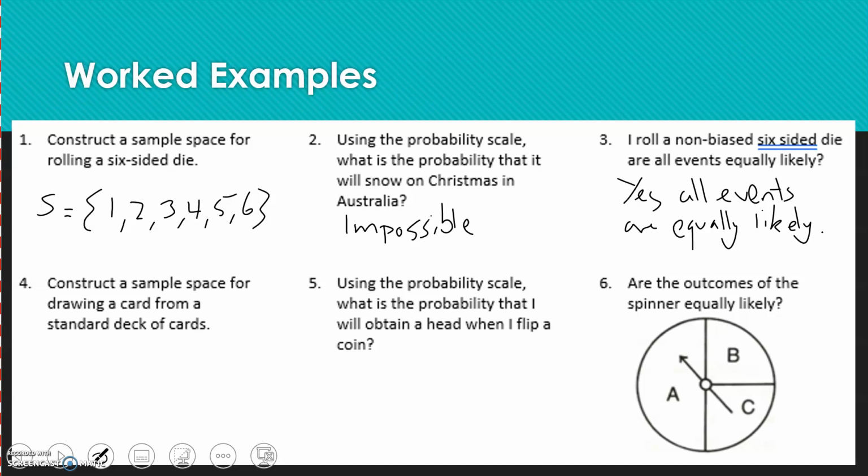Our next one is to construct a sample space for drawing a card from a standard deck of cards. So our sample space, now remember in a deck of cards we have 4 suits. So we have hearts, diamonds, clubs, and spades. And then in each deck we have 2, 3, 4, 5, 6, 7, 8, 9, 10, king, queen, jack, and ace.